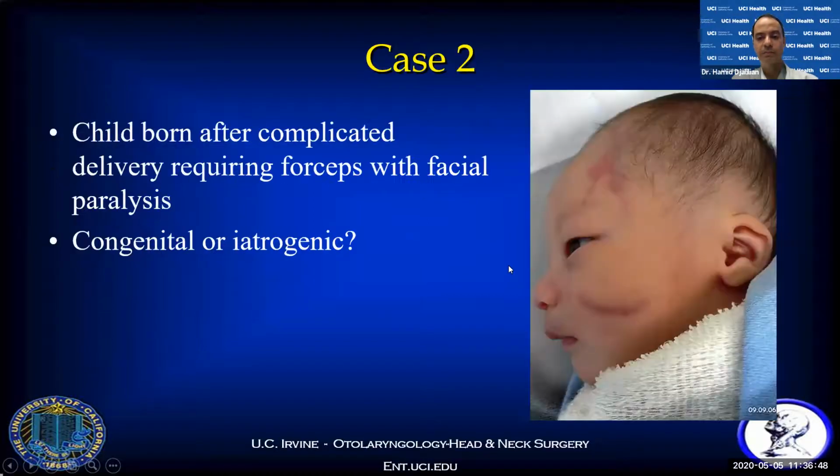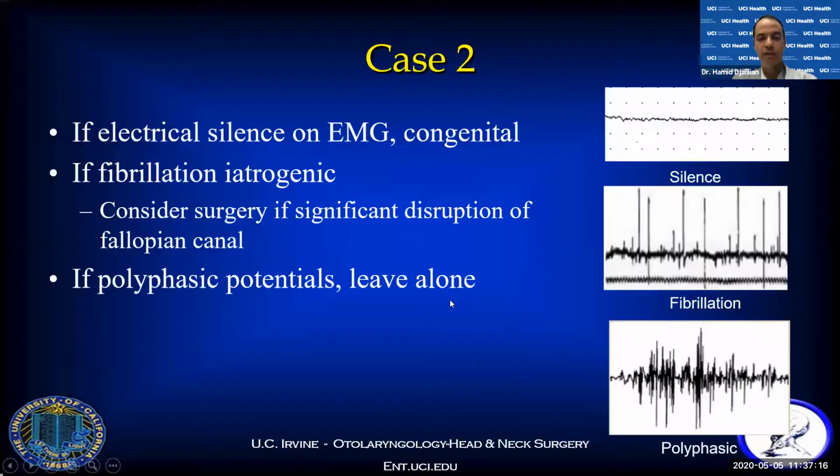and then you leave them alone. Okay, this is another case that you might be presented with, a child that has a complicated delivery, has a forceps delivery, and they wake up, and you can tell by how their eyes close that there is facial paralysis. Now the question is, is this something that occurred as a result of the trauma of birth, or is this congenital? So the question is, how do we figure that out?